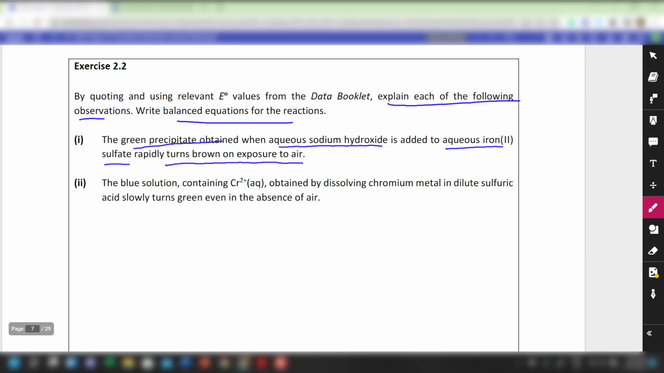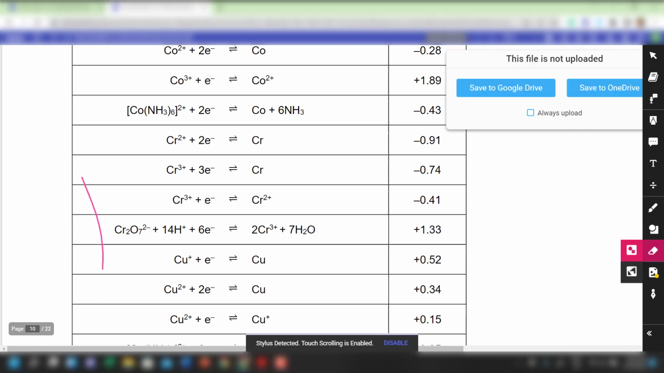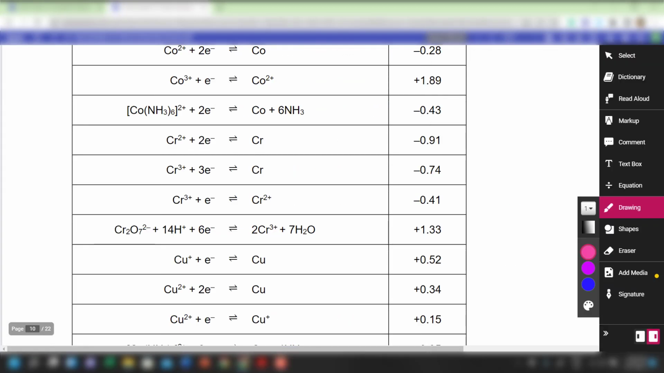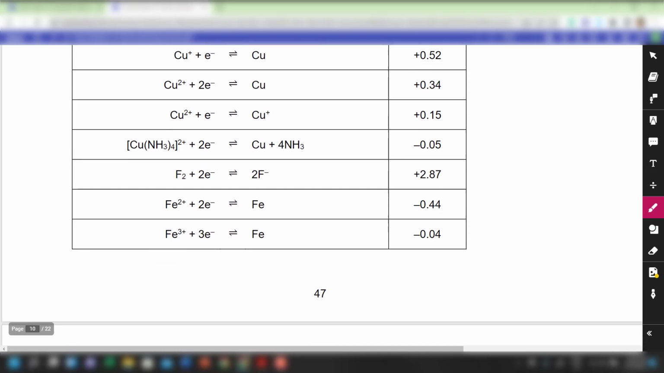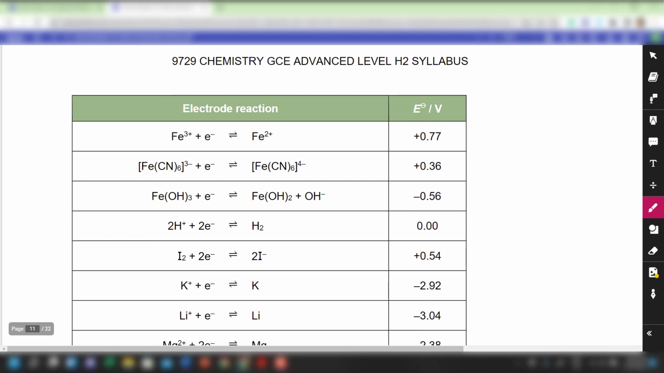First of all, you need to learn from your QA experience. What is the green precipitate? The green precipitate is iron(II) hydroxide. If it's iron(II) hydroxide, the system is likely to be in an alkaline medium. When we pick information from the data booklets, we need to make sure we pick the correct ones, which means the one involved in the alkaline medium. Because we are dealing with the reddish brown iron(III) hydroxide and the dirty green iron(II) hydroxide, this will be the equation we are picking.